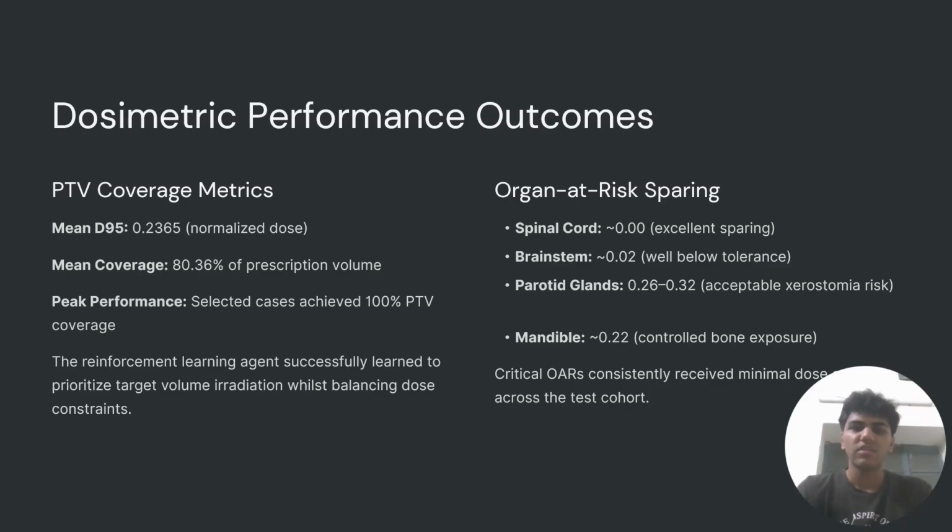Overall, these results demonstrate that the RL model trained successfully learned to balance tumor coverage with meaningful organ at risk protection. It didn't just push dose everywhere, it developed clinically sensible trade offs, which is a key benchmark for medical AI.